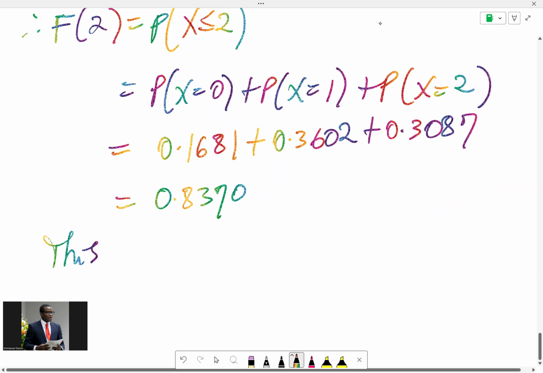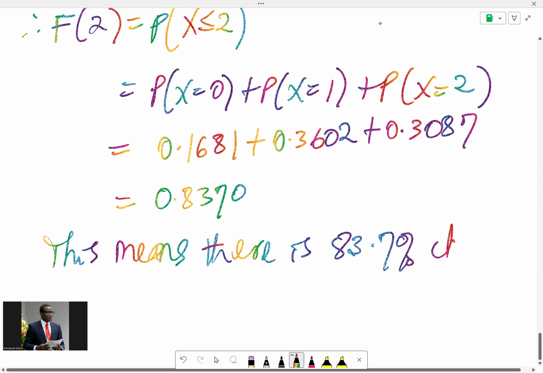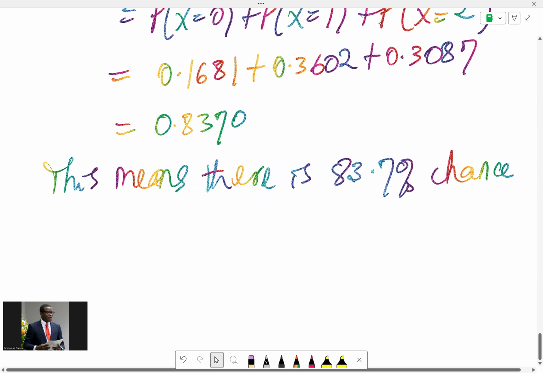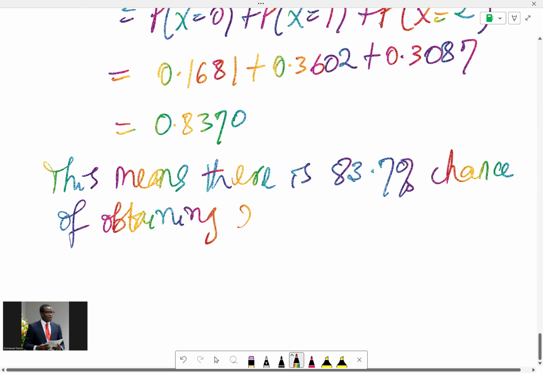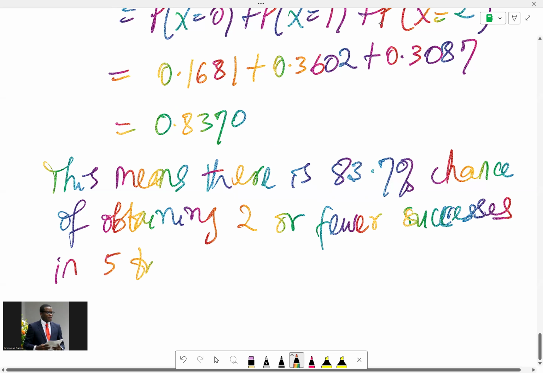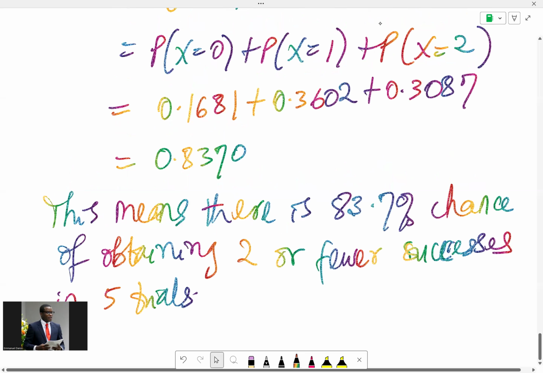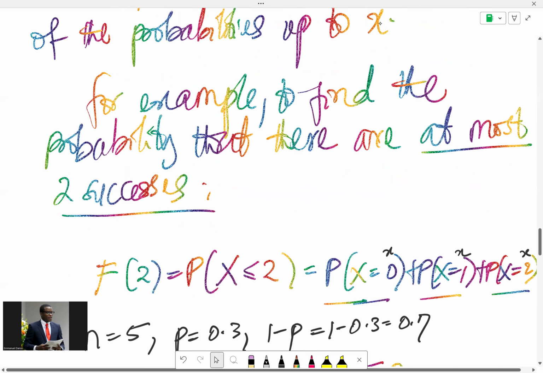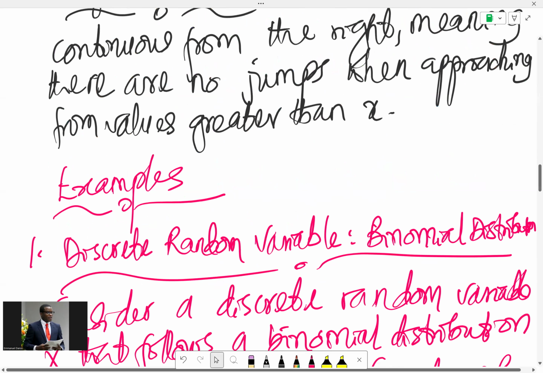In that case, this means there is an 83.7% chance of obtaining two or fewer successes in 5 trials. Okay, so that's a cumulative distribution function for a discrete random variable, or for binomial distribution in particular.